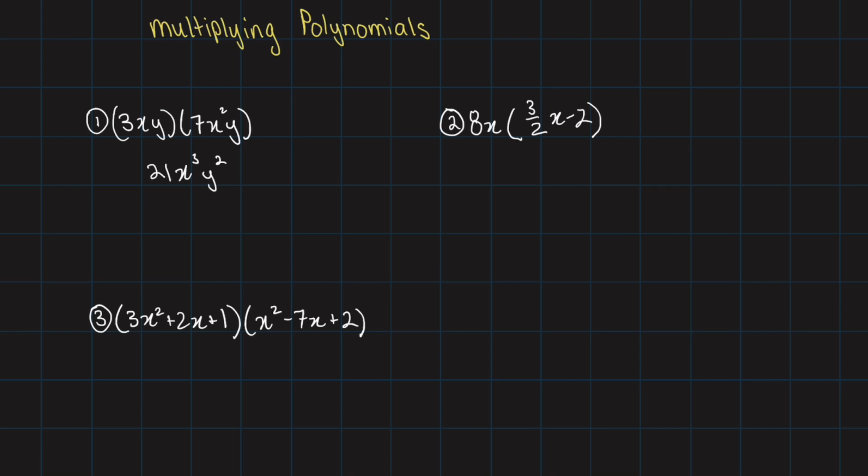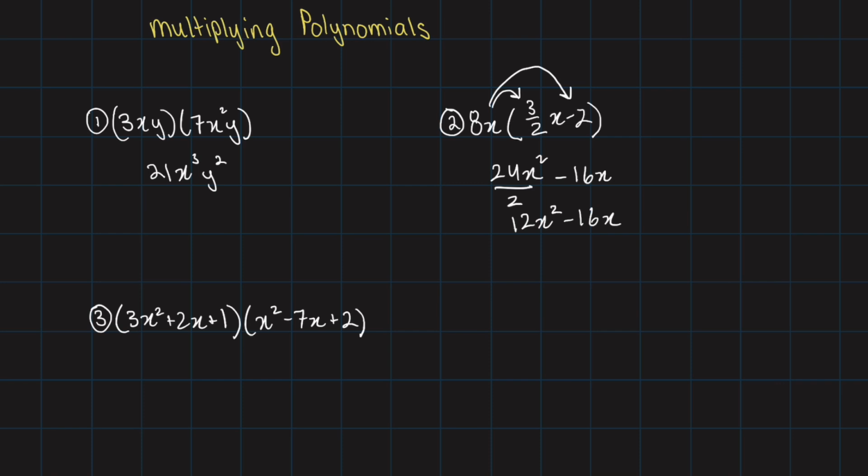Now for the second question, we have 8x times 3 over 2x minus 2. Here's where we apply distributive property, where we multiply what's outside of the brackets with each term inside the brackets. We have 8x times 3 over 2x, so 8x times 3x is 24x over 2. And then we have 8x times negative 2, which is negative 16x, sorry, this is 24x squared, minus 16x. And then we can simplify this first term, 24x squared over 2. We can divide 24 by 2 and get 12x squared minus 16x.